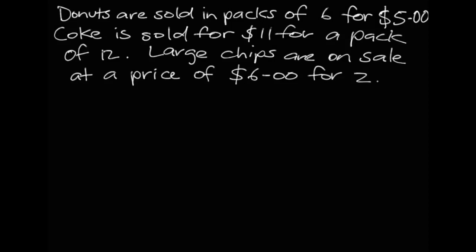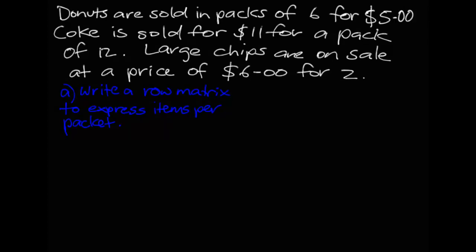Let's work on a complex, unfamiliar problem for matrices. Donuts are sold in packs of 6 for $5. Coke is sold for $11 for a pack of 12. Large chips are on sale at a price of $6 for 2. A. Write a row matrix to express items per packet.